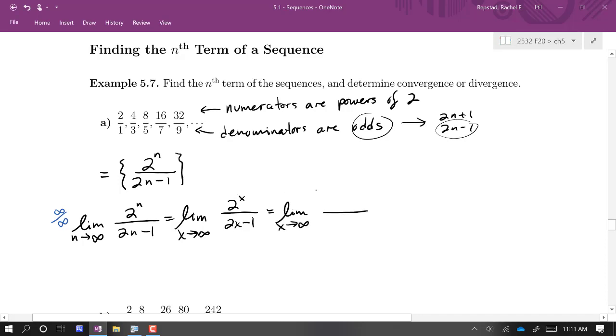Up top, the limit of 2 to the x, the derivative of 2 to the x is 2 to the x times ln 2. And on the bottom, that derivative is just 2. Now, as x approaches infinity, the top blows up, the bottom stays constant, so this whole limit is infinite, which means the sequence diverges.